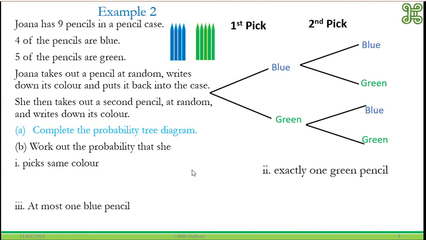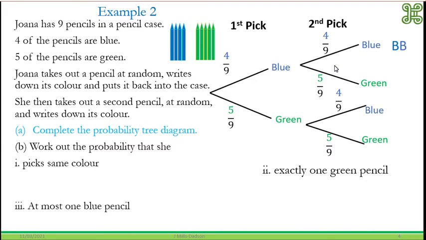Example 2. Pause it and read the question. Okay, so 4 blue and 5 green pencils. You take a counter and you replace it. So because you replace after each pick, the outcome will be the same every single time. The first and the second pick will have the same probability because we replace the color that we picked earlier on. So to pick a blue is only 4 chance out of 9. A green is 5/9. The same thing, you repeat, because the outcome is the same.